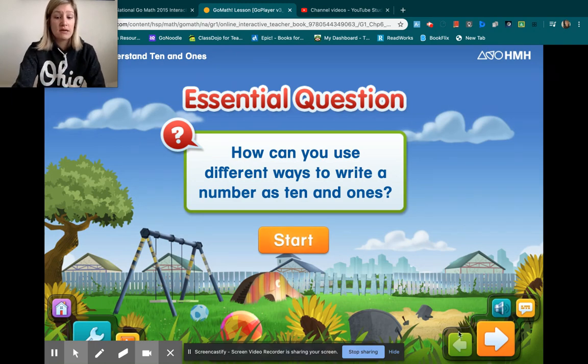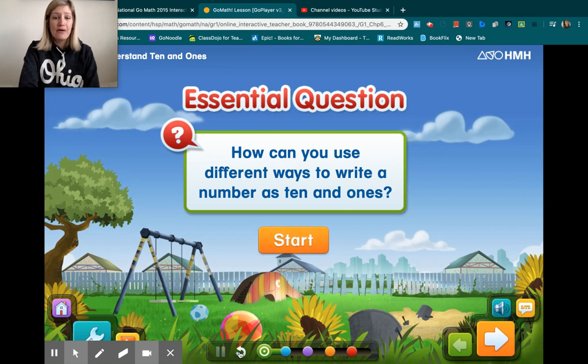And let's listen to our essential question. How can you use different ways to write a number as 10 and ones? So we're going to be thinking about during this lesson and during your work, how can you use different ways to write a number as 10 and ones? So we're going to get started and see what in the world she means by that.